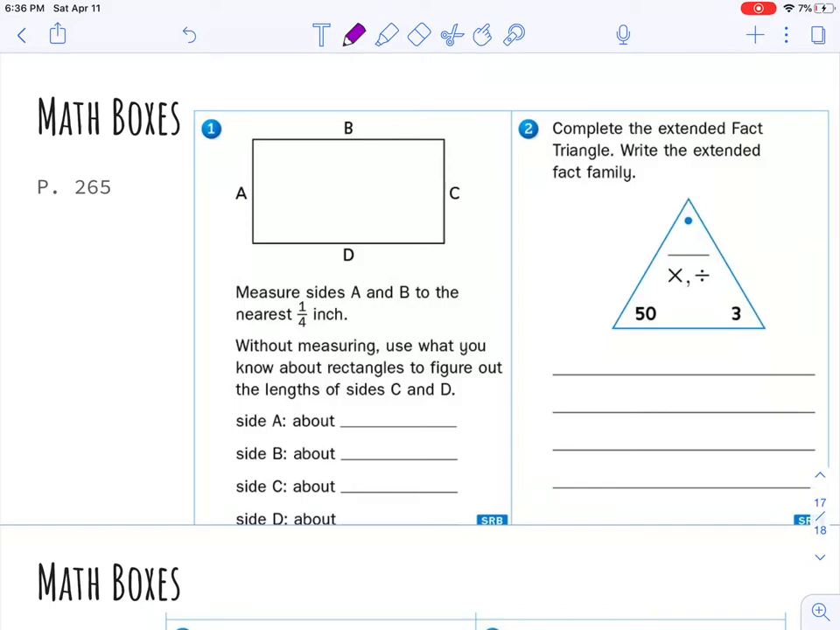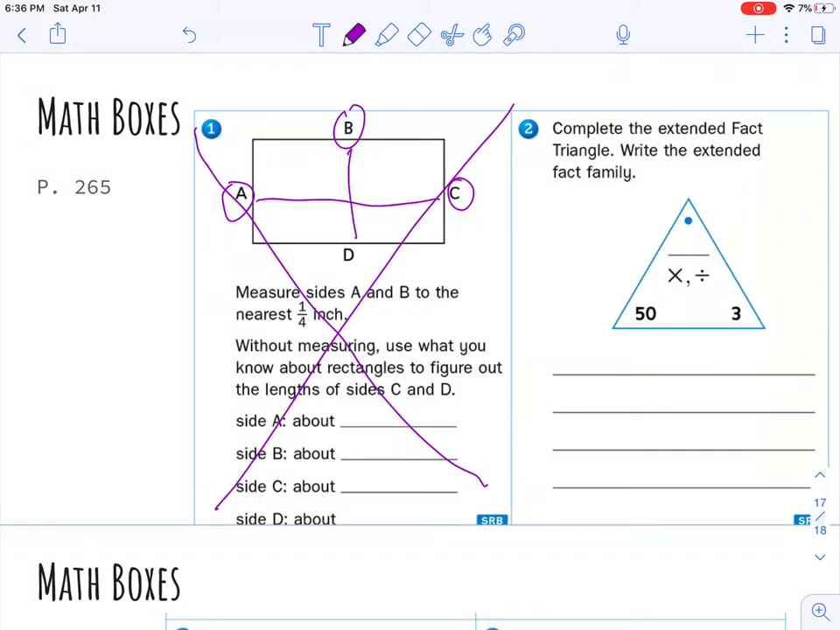All right, I'm going to move on to number 2 because I do not have a ruler on this screen to use. It won't work. So hopefully you did that one and you measured and you realized this side is equal to this side and this side should be equal to this side.